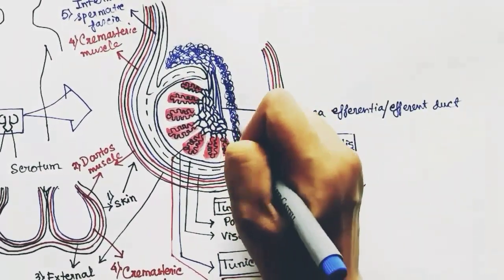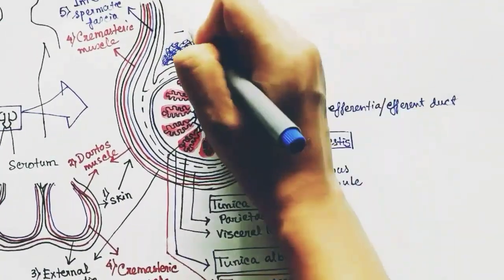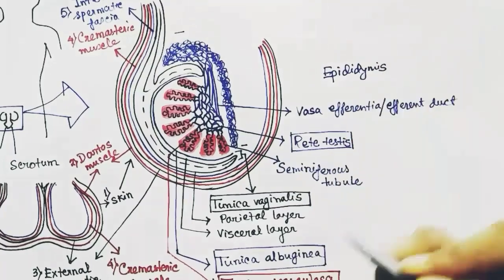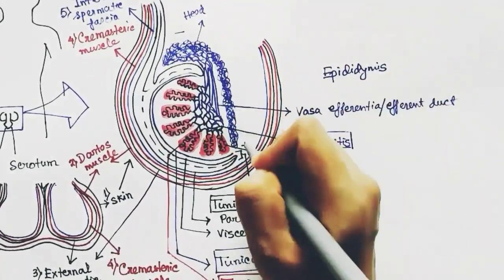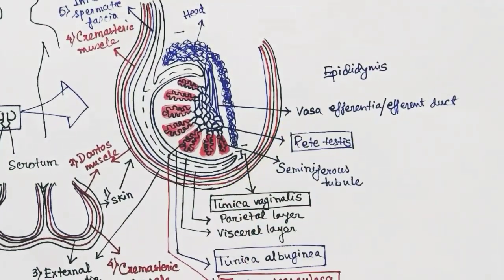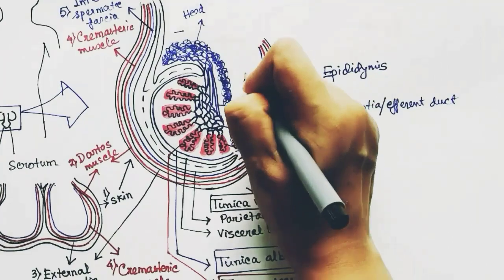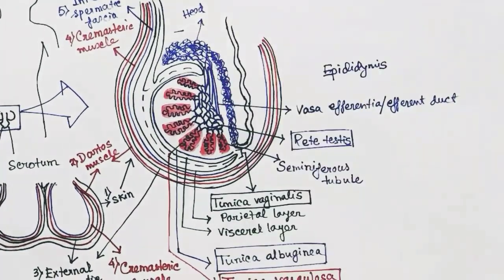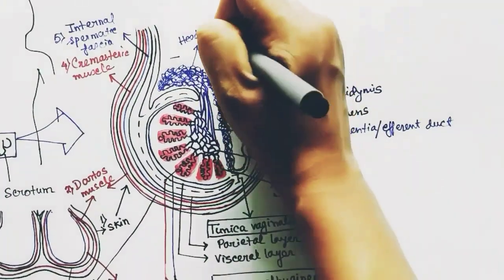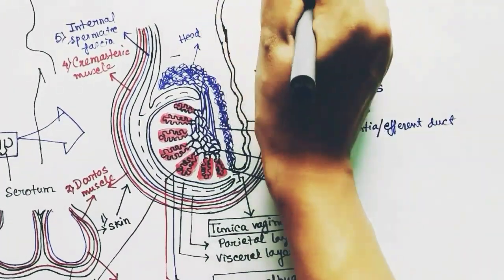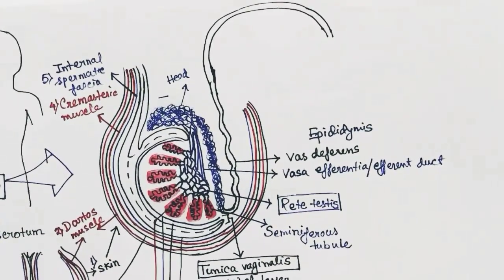It can be 6 to 7 meters long. It remains on the back of the testis by high coiling, and it has three regions. The upper region is the head region, the middle region is the body region, and the last is the tail region. The tail of the epididymis connects with another tubule called the vas deferens. This vas deferens carries the sperm onward.